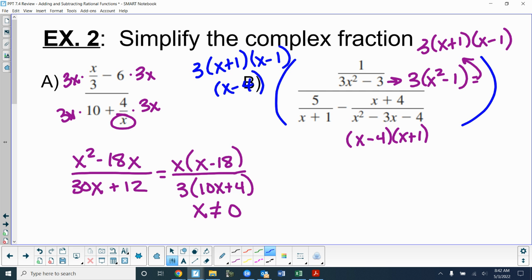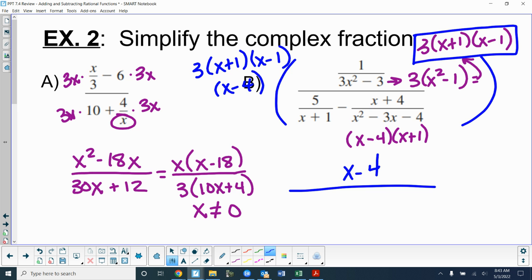Okay? So, looking at this, and looking at these, what's different? What did I multiply extra here? X minus 4. So, I have to multiply that 1 by x minus 4. What is 1 times x minus 4? X minus 4. So that's the top. After we did that, that's all that's left is that x minus 4 times 1, which is x minus 4. Okay?